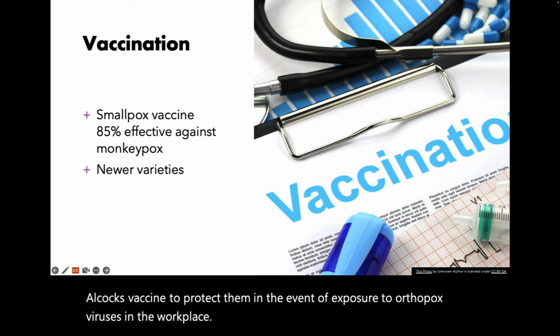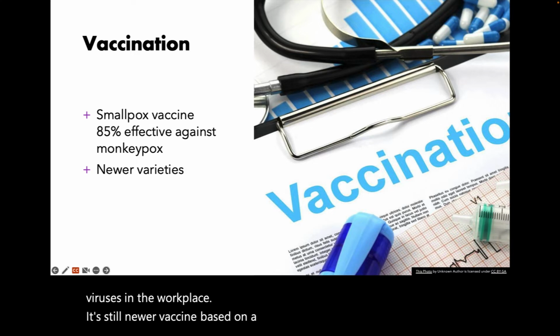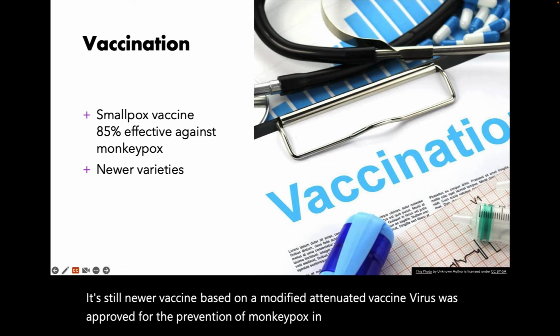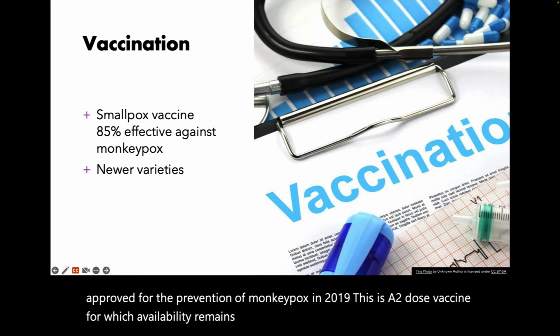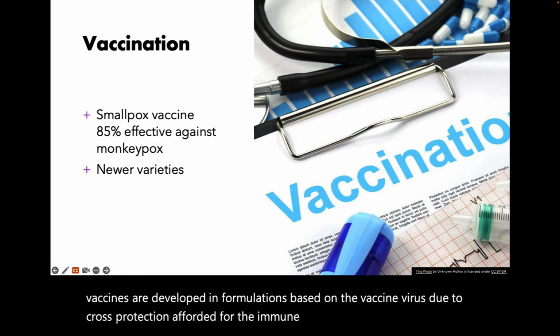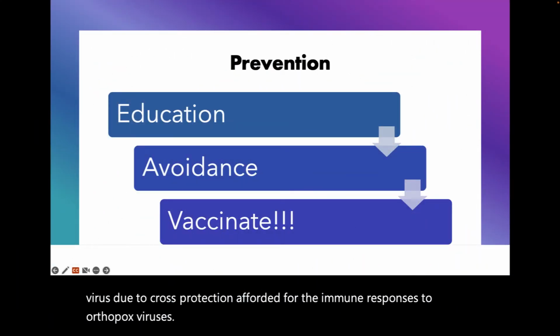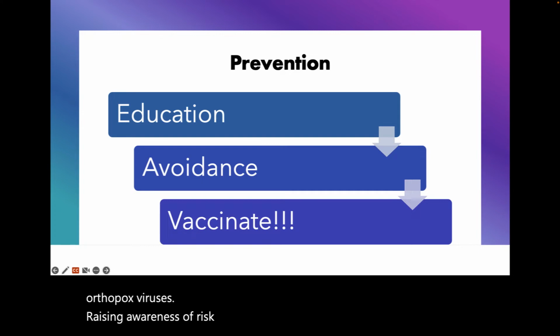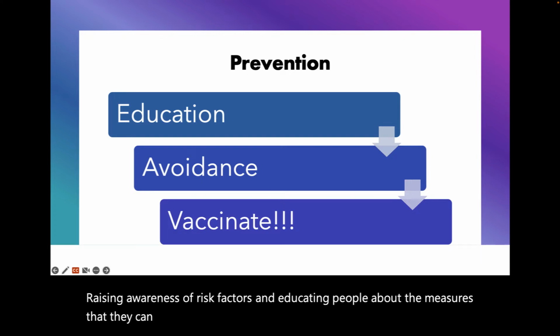A still newer vaccine based on a modified attenuated vaccine virus was approved for the prevention of monkeypox in 2019. This is a 2-dose vaccine for which availability remains very limited. Smallpox and monkeypox vaccines are developed in formulations based on the vaccine virus due to cross-protection afforded for the immune responses to orthopox viruses. Raising awareness of risk factors and educating people about the measures that they can take to reduce exposure to the virus is the main prevention strategy for monkeypox.